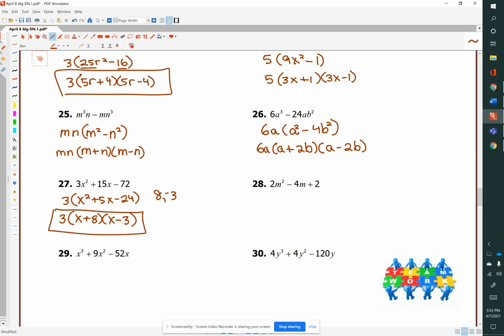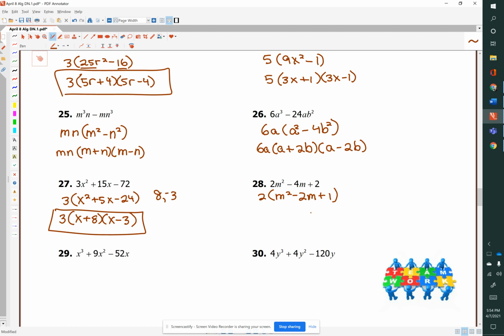And number 28, we can factor out a 2 from 2m squared minus 4m plus 2. And that leaves us with m squared minus 2m plus 1. We still have the m squared minus 2m plus 1, since 2 divided by 2 is 1.